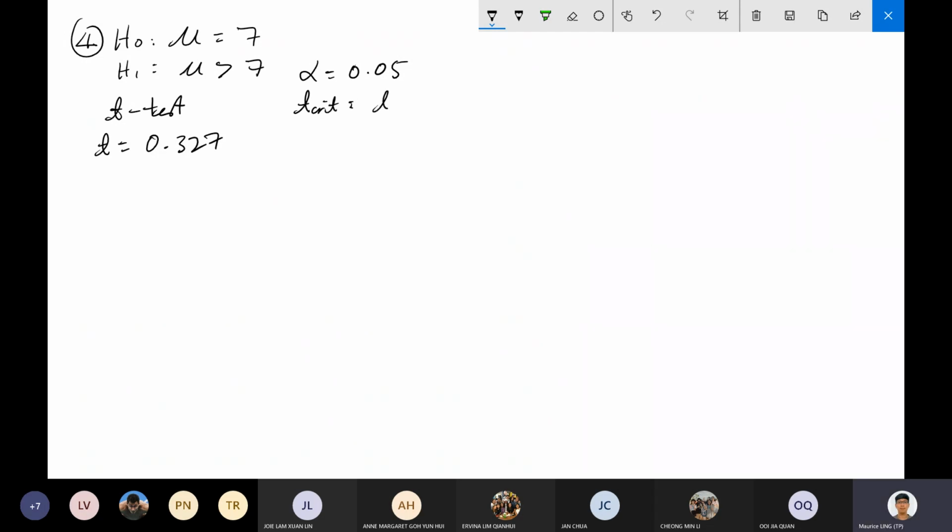0.05. What do you get? How do you find the critical value? Yeah, correct. Degrees of freedom is 19, so it is 1.729. The main thing is to read the table properly.